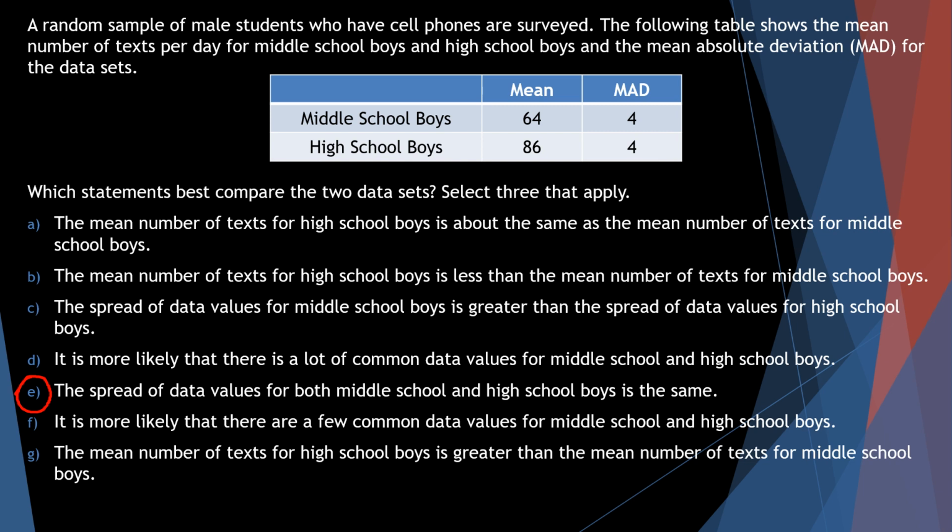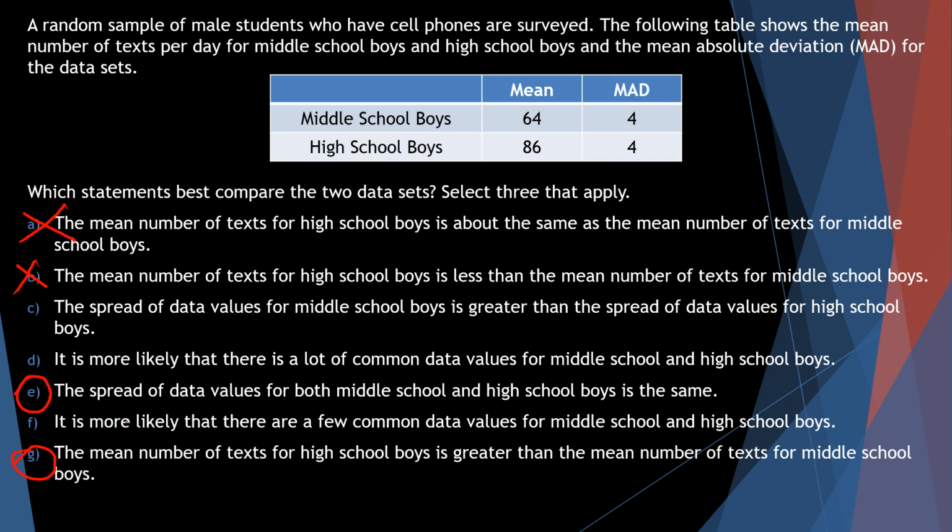So let's see, it says the mean number of texts for high school boys is about the same. No, because high school is larger. The mean number of texts for high school boys is less. No. The mean number of texts for high school boys is greater. Yes, because 86 is bigger than 64.